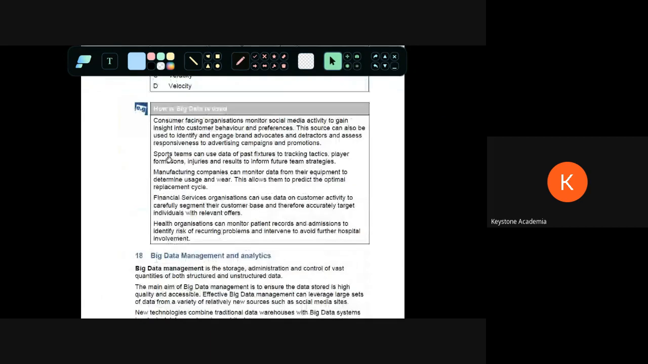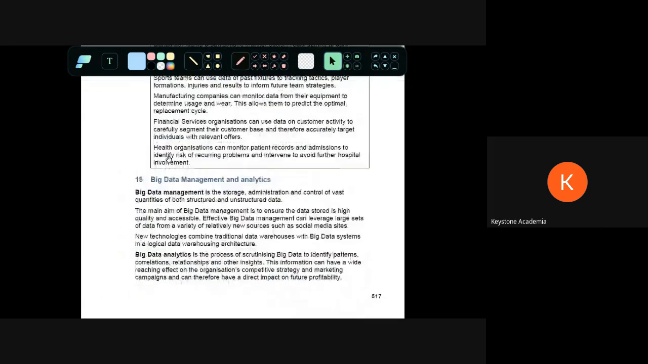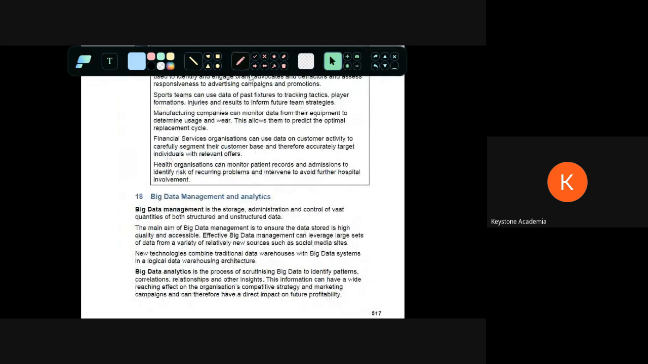Then we have big data management, how we are going to manage this data. So the storing, administration and control of this vast quantity of data is important, because now that we have collected and analyzed it, you need to manage it in a proper manner. So there are data warehouses now, where we have cloud applications also, where we can upload and organize and sort our data in a better way.